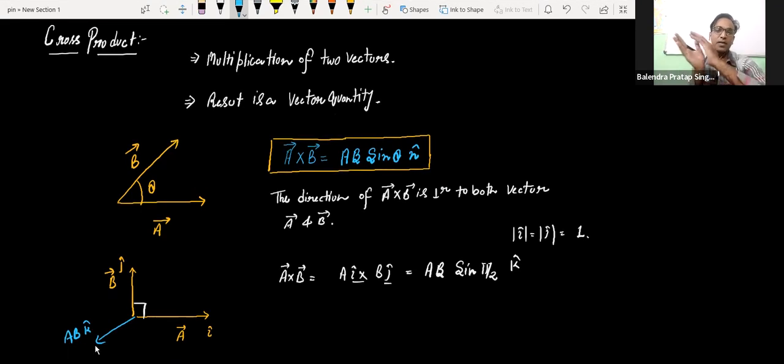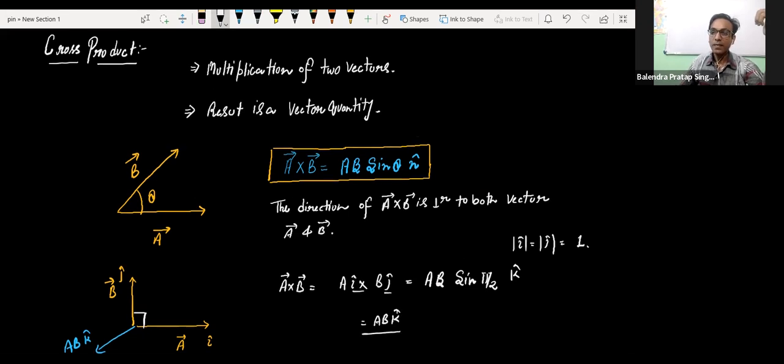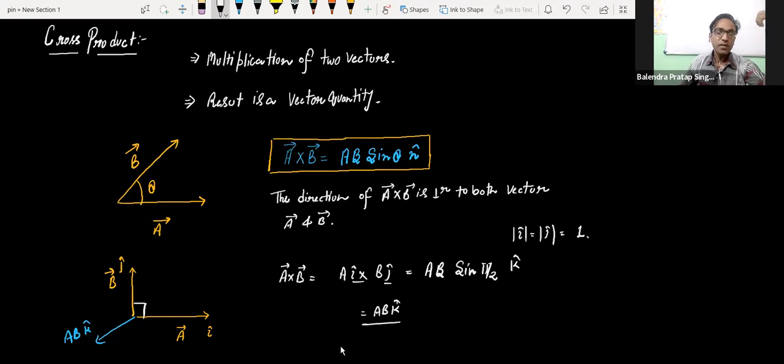If I take the multiplication A cross B, and if A is perpendicular to B, then the resultant will be AB, and that's perpendicular to both vectors, A and B. So here the answer you will get is AB k cap. So the formula is, if you multiply two vectors, A cross B is AB sine theta, and the resultant will be perpendicular to both the vectors.